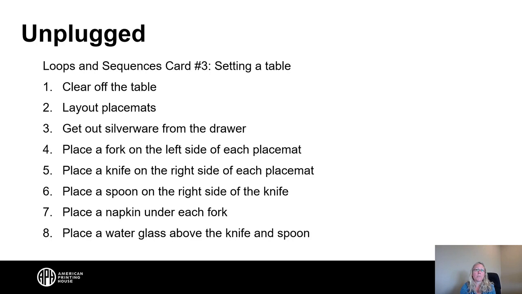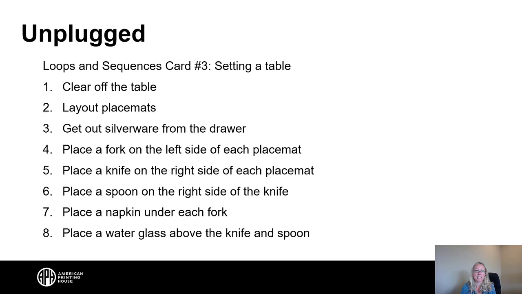Loops and sequences card number 3 is setting a table. So here's an example of what students might come up with. Number 1, clear off the table. Number 2, lay out the placemats. Number 3, get out the silverware from the drawer. Number 4, place a fork on the left side of each placemat. Number 5, place a knife on the right side of each placemat. Number 6, place a spoon on the right side of the knife. Number 7, place a napkin under each fork. And number 8, place a glass of water above the knife and the spoon.